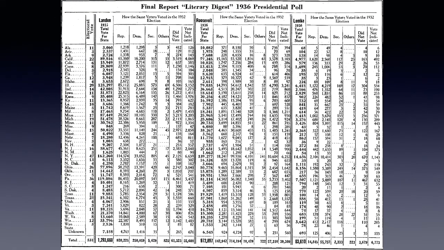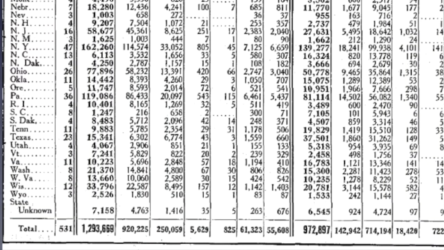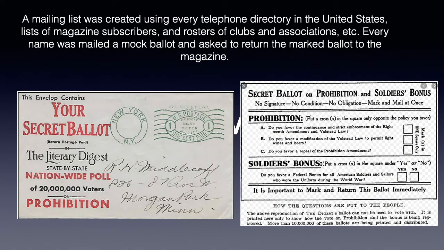In terms of that final outcome, check out the numbers on the last row reporting the total vote. Landon, 1,293,669. Roosevelt, 972,897. So how did the Literary Digest get all these responses?